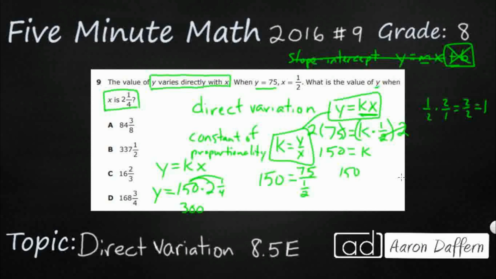So 150 times 1/4 is going to be the same as 150 over 4. So I just need to divide, or I can just cut it in half. That's going to be 75 over 2, and that's going to be 37.5 over 1. So I need to add this with this. The answer here is going to be B.